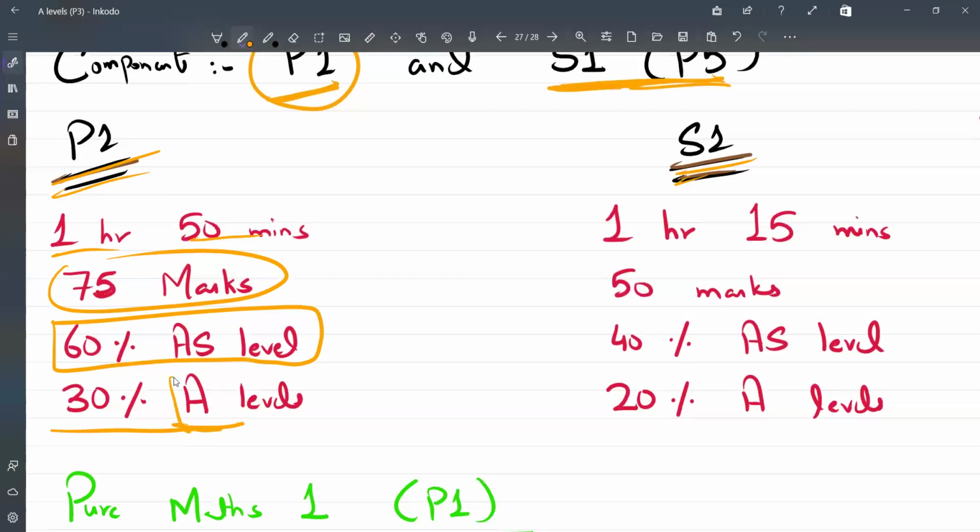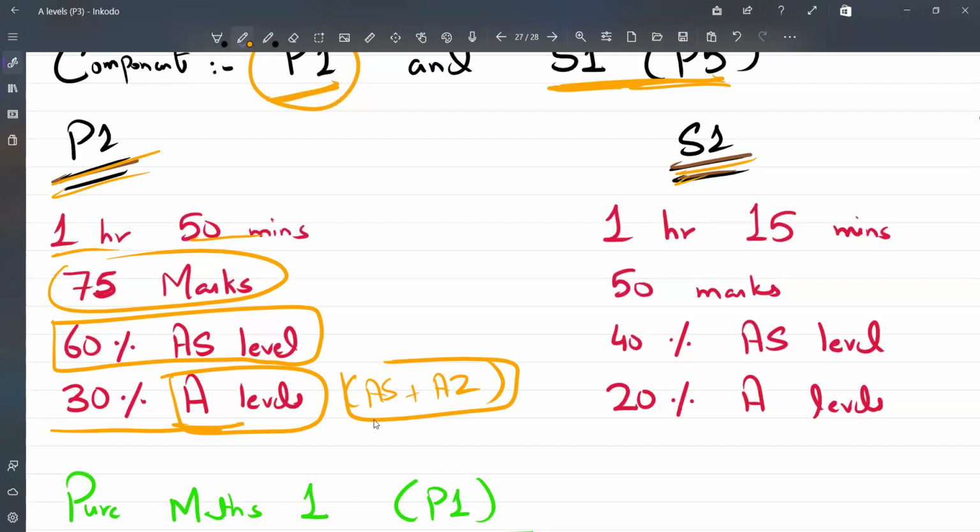Now, when we say A levels, we are talking about AS level, the first year, plus A2 level, the second year, combined, right? So for AS level, this P1 component weighs 60%, and for the whole A level maths, it weighs 30% of your grade.